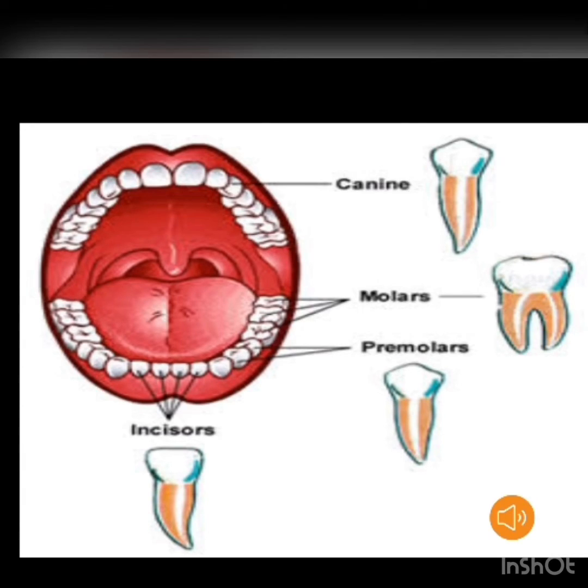The outer part of the tooth is called enamel, which is white in color. It is the hardest substance in our body. There are 4 different types of teeth: incisor, canine, premolar and molar. There are 4 incisors, 2 canines, 4 premolars and 6 molars in each jaw.